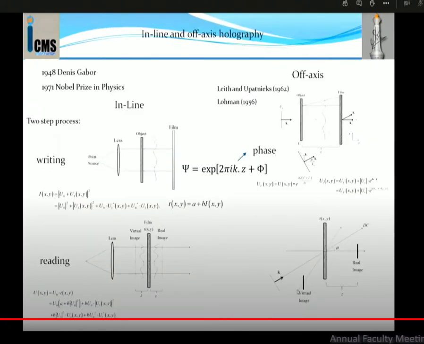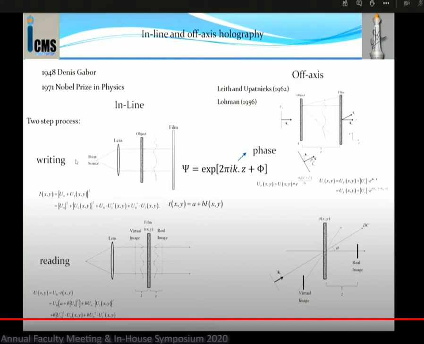Now the slide on inline and off-axis holography introduction. Holography was proposed by Dennis Gabor in 1948 and he was awarded the Nobel Prize in Physics in 1971. Holography means the complete information recording of the wave field. The purpose of Gabor was basically to get rid of the aberration from the electron micrograph, because at that time the quality of the instrument was very poor.